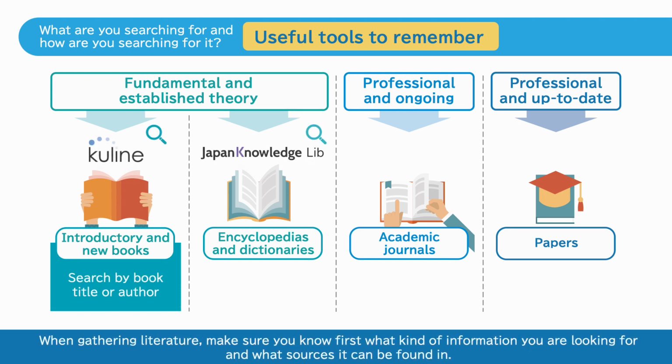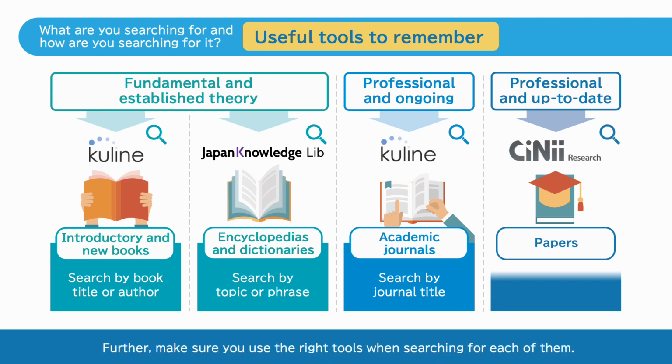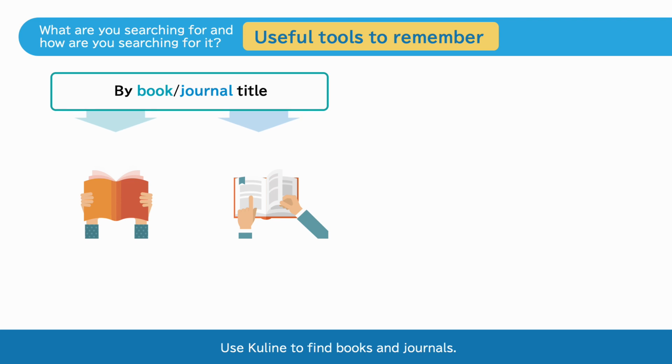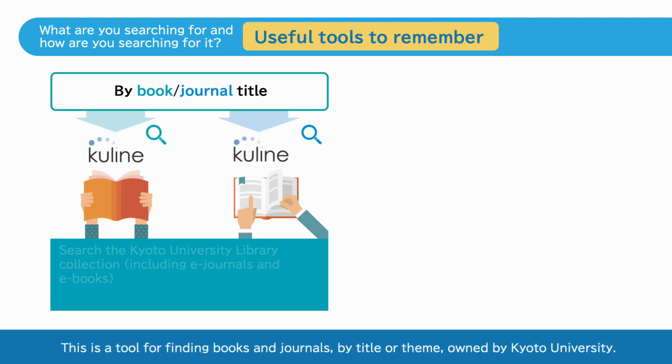When gathering literature, make sure you know first what kind of information you are looking for and what sources it can be found in. Further, make sure you use the right tools when searching for each of them. Use Kuline to find books and journals. This is a tool for finding books and journals by title or theme, owned by Kyoto University.